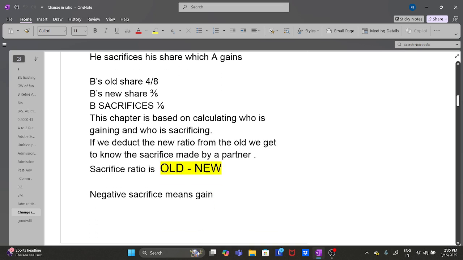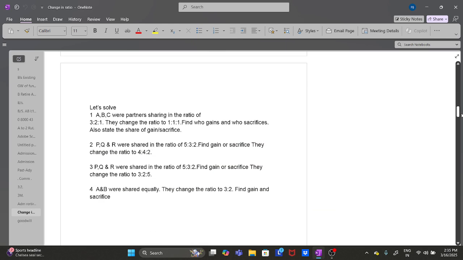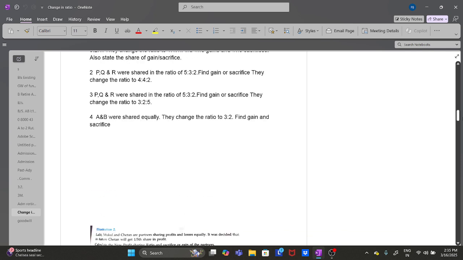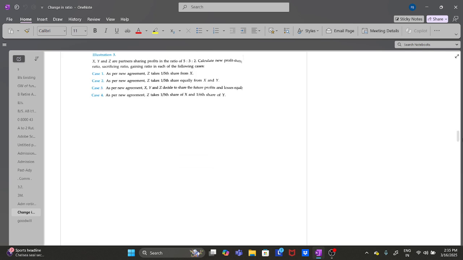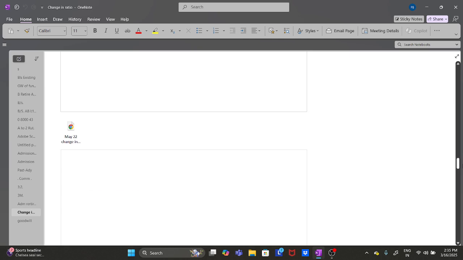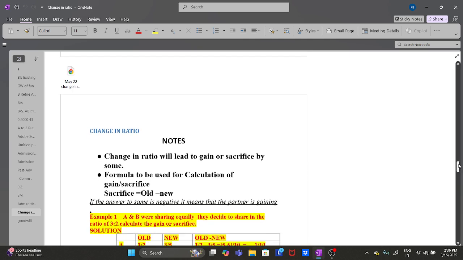First, we find out who is gaining, who is sacrificing. We may use this ratio: SON, sacrifice is equal to old minus new. If negative sacrifice comes, it means it is a gain. Step 1 of such questions is to compare and find out who is gaining and who is sacrificing. Different examples will be shared in the link. You can go through this, you can solve that, and once that solution is made, we come to the basic notes.